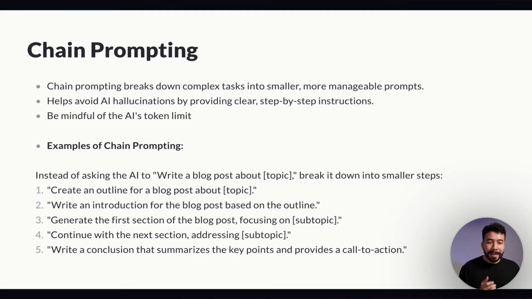Instead of asking the AI to write a blog post on how to make coffee, you can break it down into smaller steps. Number one, create an outline for a blog post about how to make coffee. Then write an introduction for that blog post based on the specific outline. Then generate the first section of the blog post, which would be after the introduction. Then continue with the next section addressing this specific part of the outline. Then write a conclusion that summarizes the key points and provides a call to action.